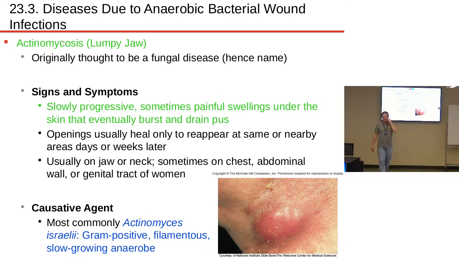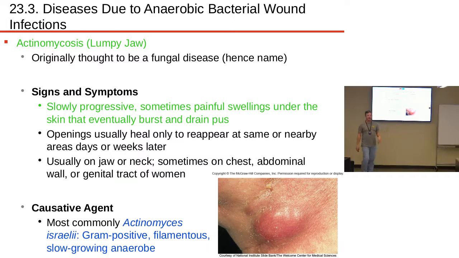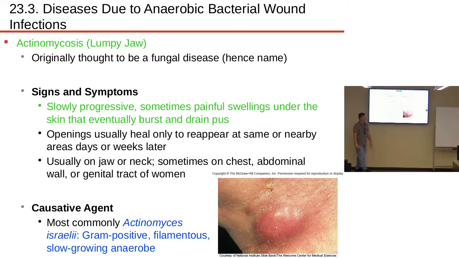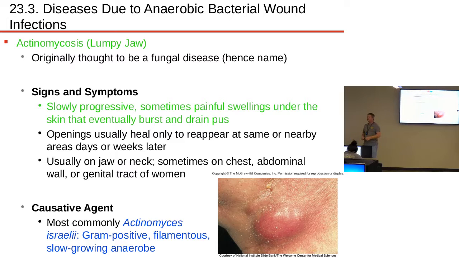So they may think, oh, that was terrible. It pops, it goes away, and they think, oh, it's fine. And maybe a week later, it's back. And it just continues going through that cycle. It's usually going to be on the jaw and neck, but it can also be on the chest, abdominal area, and sometimes in the genital tract of women.